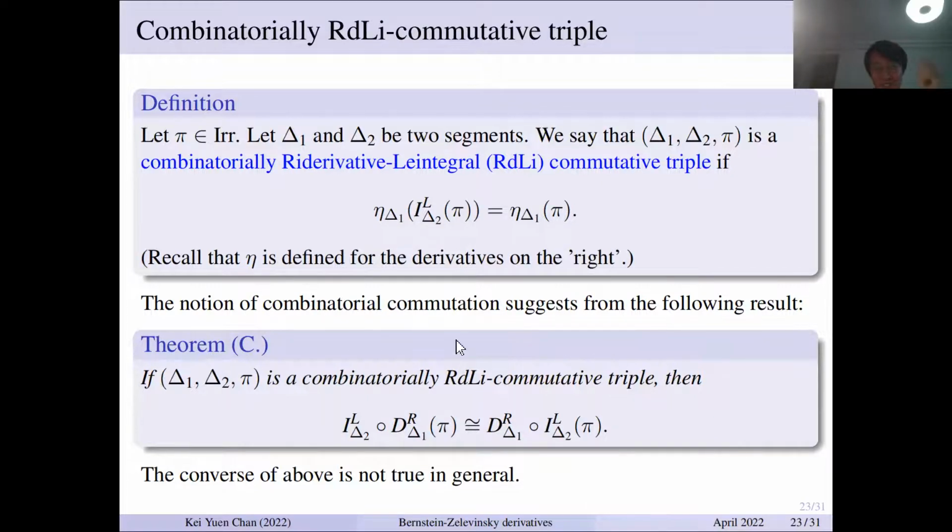Commutative means because of the following result. I think it is not quite true, because I took some time to prove it. If delta 1, delta 2, pi is a combinatorial RDLI commutative triple, then it is really commutative in such a sense: when you do the derivative first and then the integral, you can move it to doing the integral first and then the derivative.